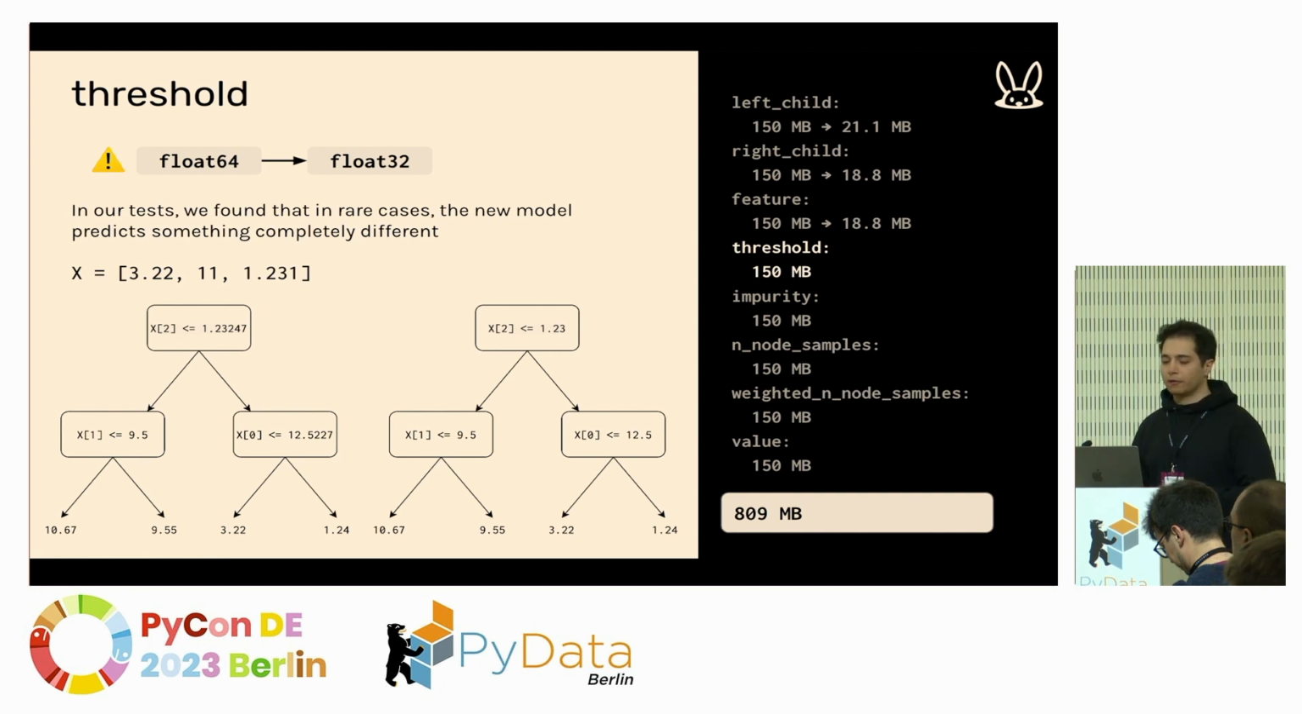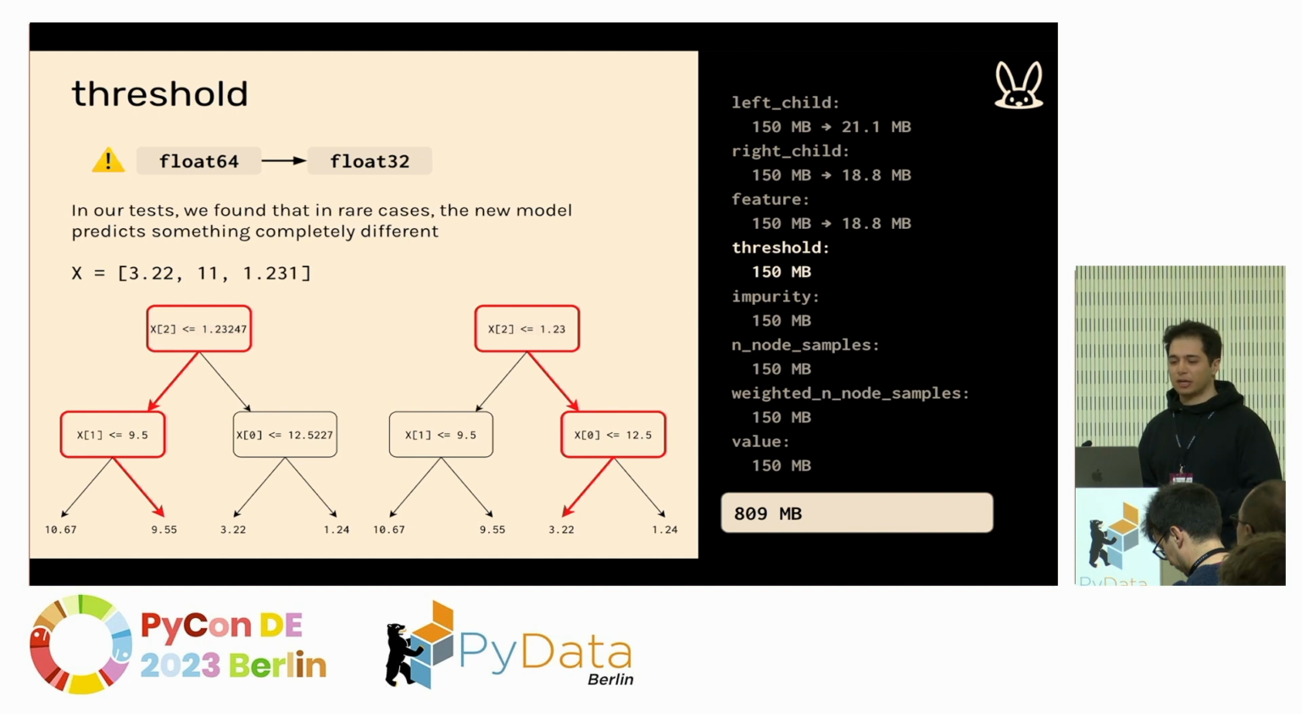And when you now look at our features, for example, in X, the last one, the 1.231, when you go down the tree, it ends up in a completely different region because this threshold is a little bit different and there might be some changes. So this was not acceptable. I mean, this changed our predictions.